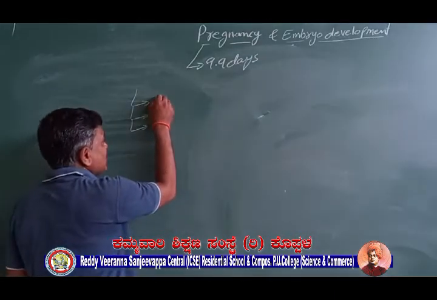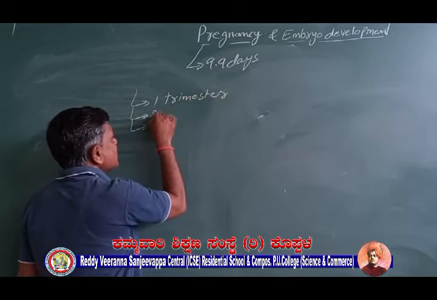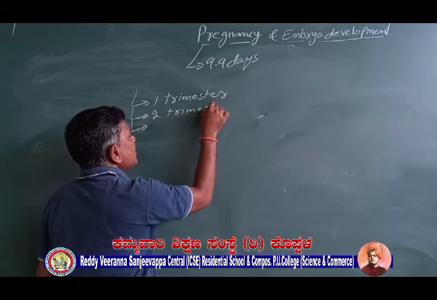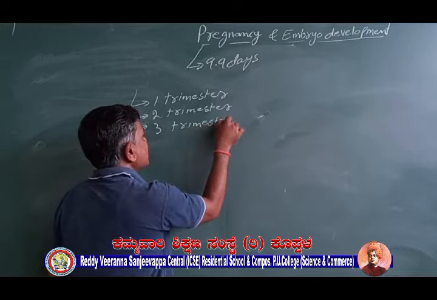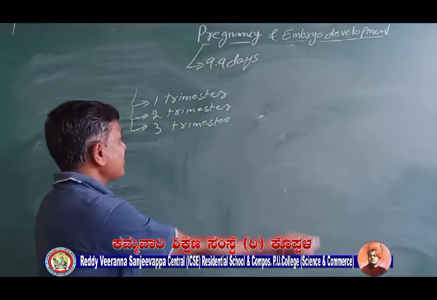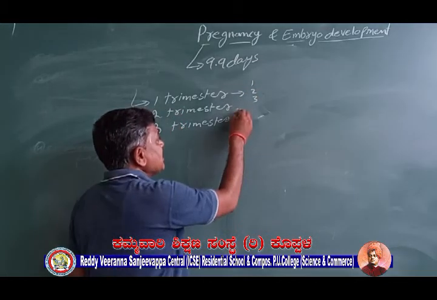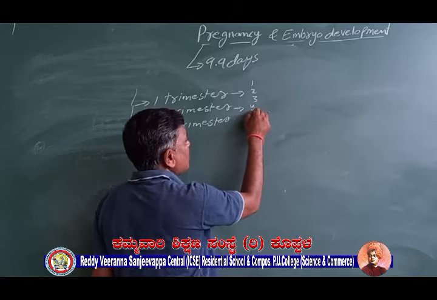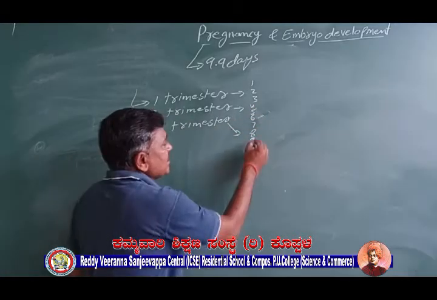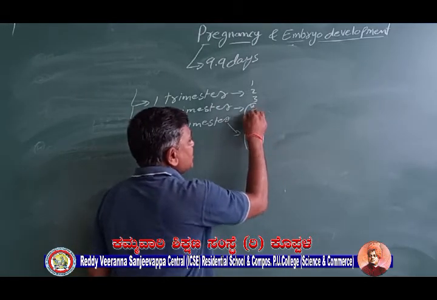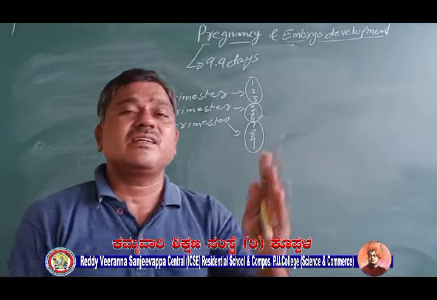So first trimester, second trimester, third trimester. First trimester means 1, 2 and 3 months, the first 3 months. Second trimester means 4, 5 and 6 months. And third trimester means 7, 8, 9. That means 3 months is 1 trimester, these 3 months the second trimester, and these 3 months the third. That is first, second, third trimesters.